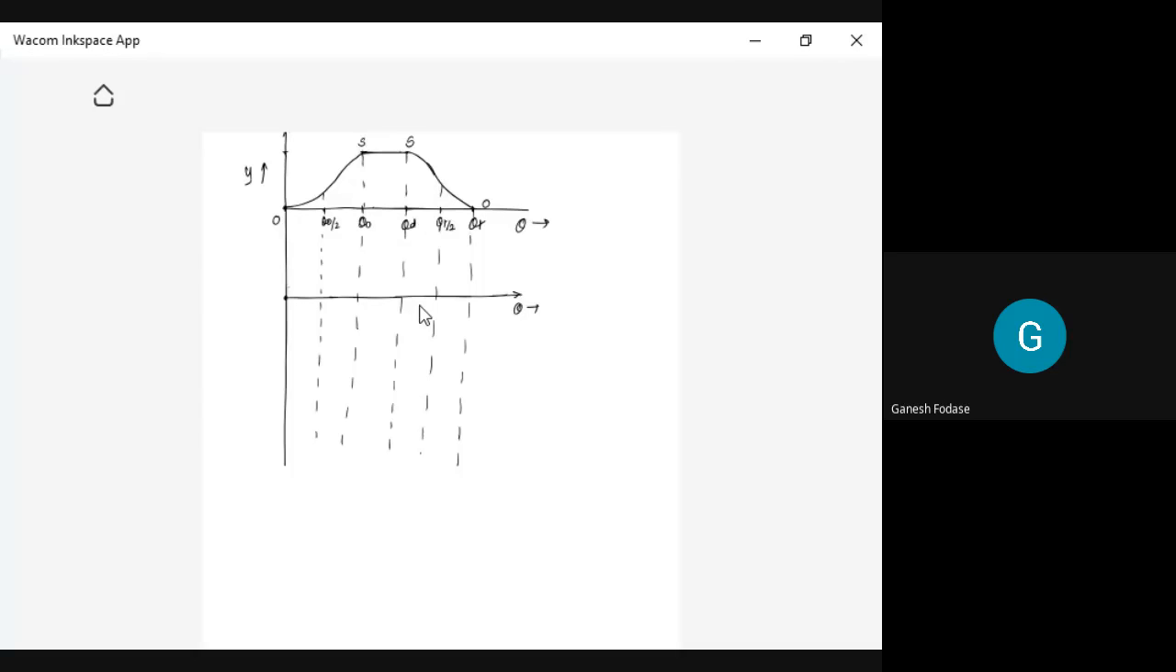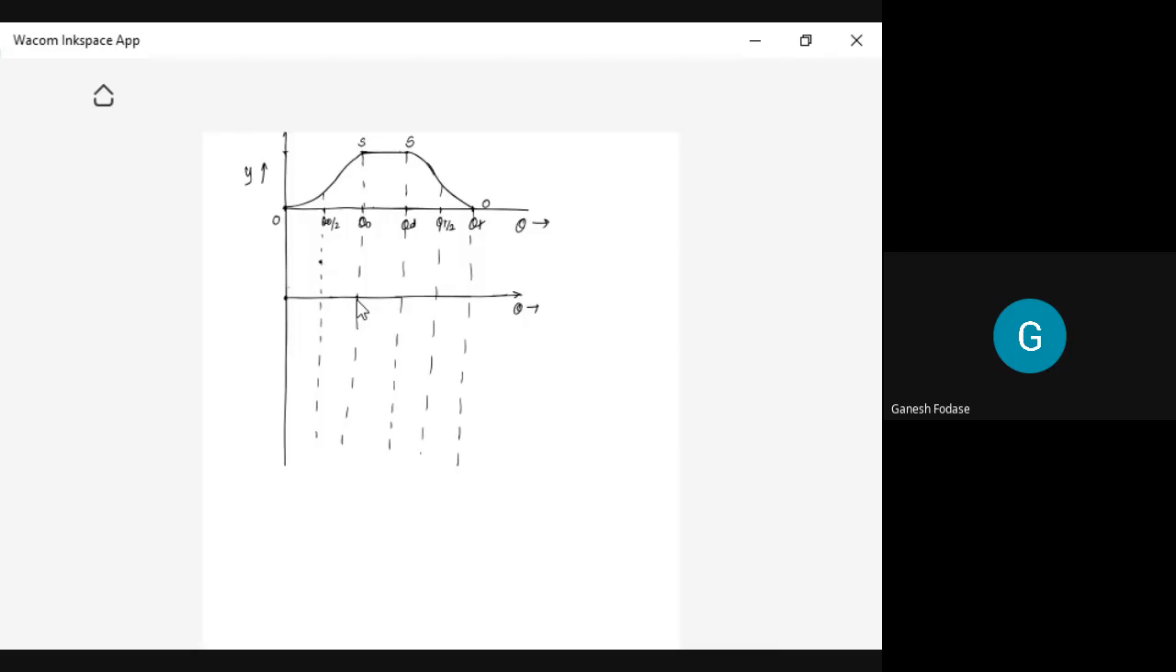Where is velocity maximum? At theta O by 2 velocity is maximum. At this point it is maximum. Let's say this value. And at theta is equal to theta O, how much is it? 0. Okay. See, I am telling you how to draw the graph. I know 3 points. At theta is equal to 0, velocity is 0. At theta is equal to theta O by 2, velocity has some constant value. And at theta is equal to theta O, it is 0.